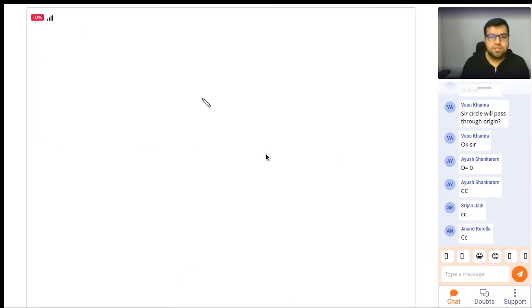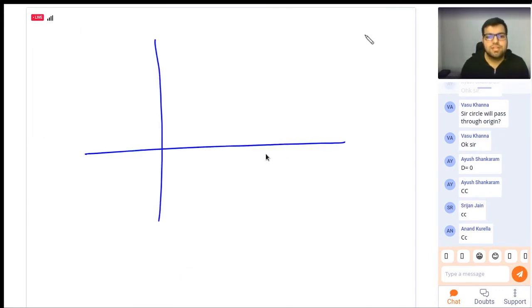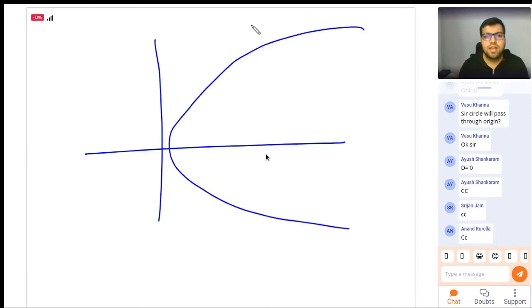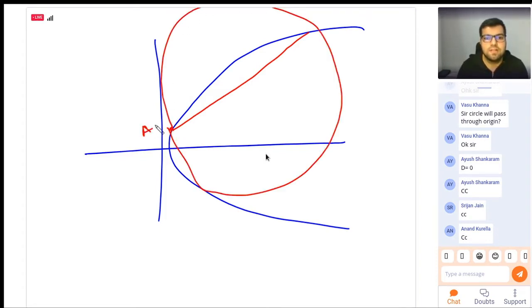So the correct diagram would be something like this: this is the parabola, and say this is the chord, and then the circle. This is the chord, and then the circle touches over here. So this point was A, this point was B, and here C was touching. Is it clear, Vasu, now? This was the diagram, somewhat.